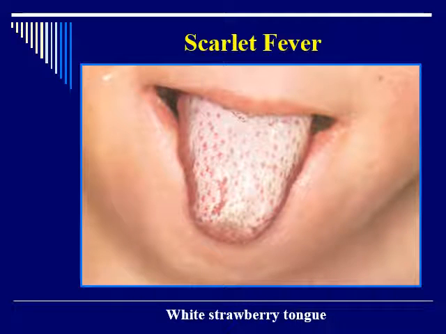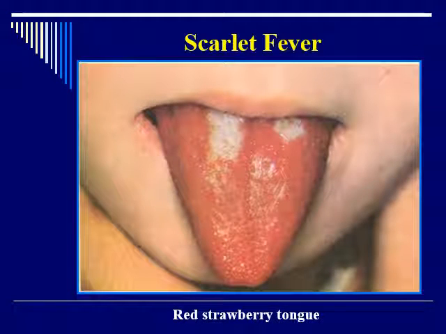This is white strawberry tongue. The tongue is coated with white coat and the projecting red papillae. It is called white strawberry. This is red strawberry. The tongue is red and the papillae are enlarged. This is called red strawberry.